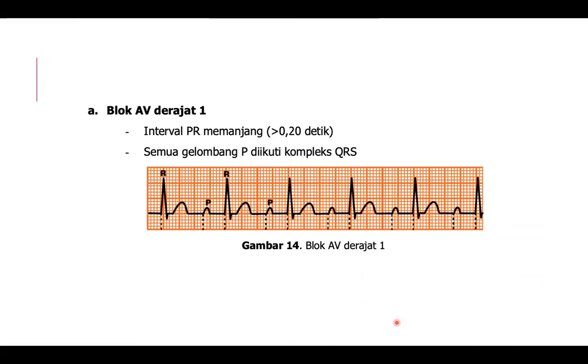When we talk more about the AV block, there are 3 degrees of the AV block. The first one is the first degree AV block. First degree AV block will have a prolonged PR interval, which is more than 0.2 seconds. But on this ECG of first degree AV block, all of the P waves would be followed by a QRS complex.